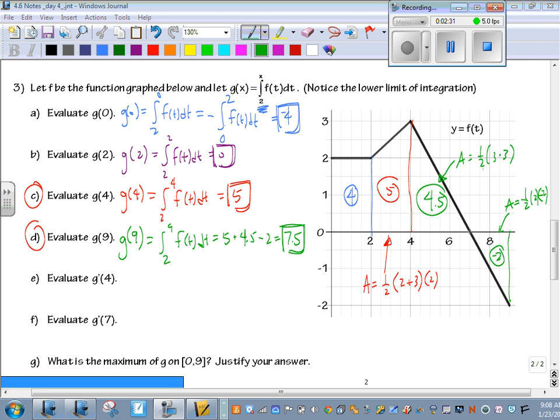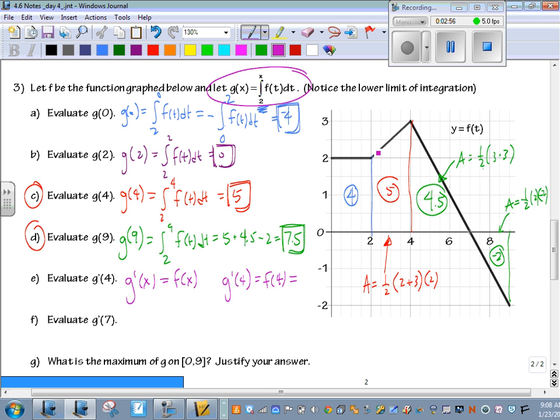Now, last two, a little bit different. This is asking for the derivative of g of 4. So important thing to remember, what is the derivative of g of x? If we look at this function up here, what's the derivative of this function? Just f of x, all right? So that means the derivative of g of 4 really is equal to f of 4.